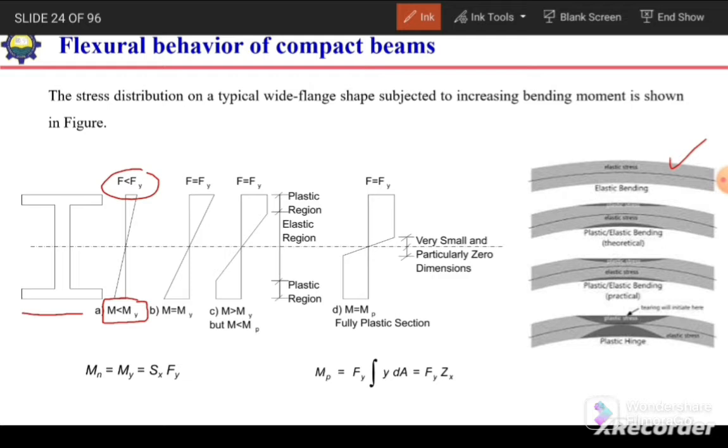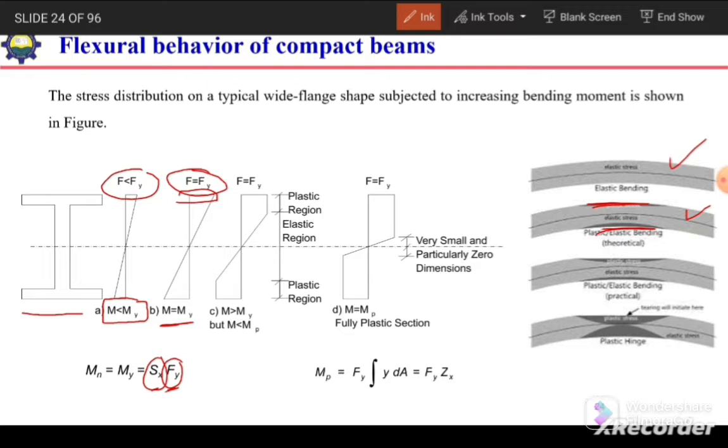If we further increase the applied bending moment, some part or the extreme fiber of the member will reach the stress value of Fy, meaning they will reach the yielding limit state, and at that point the applied moment will be equal to My, and we can see in the section that the extreme fiber will be yielding. And in that case, the capacity of the section My will be equal to Sx times Fy. Sx is the elastic section modulus, and Fy is the yield stress of the section or yield stress of the steel.